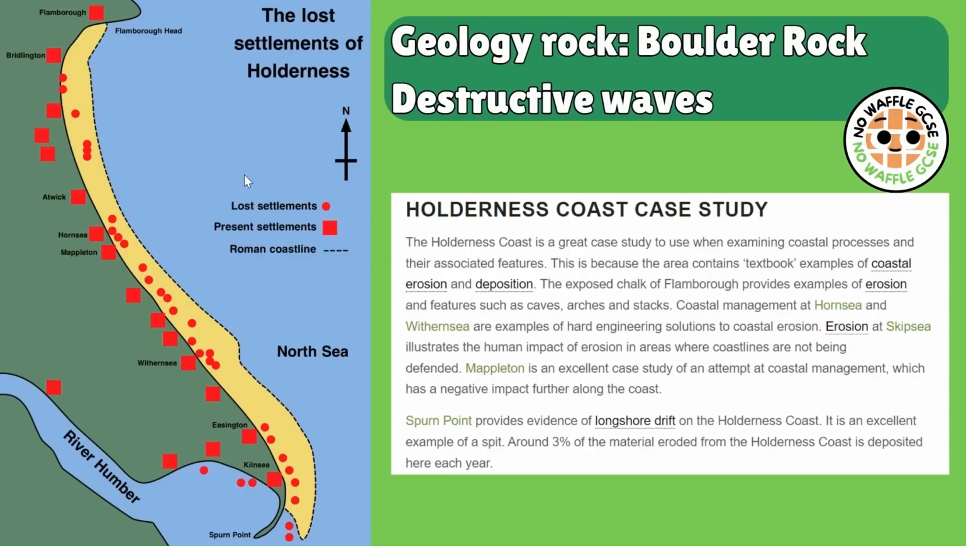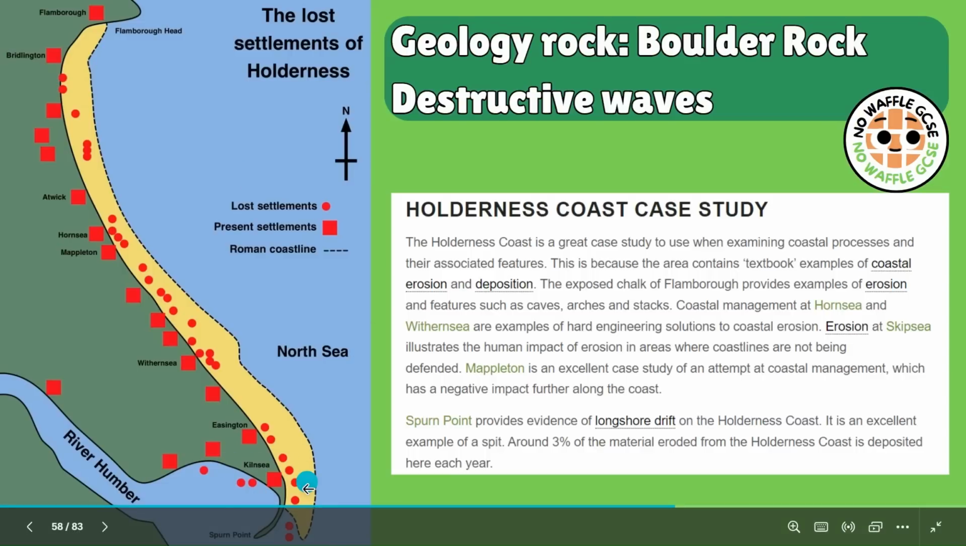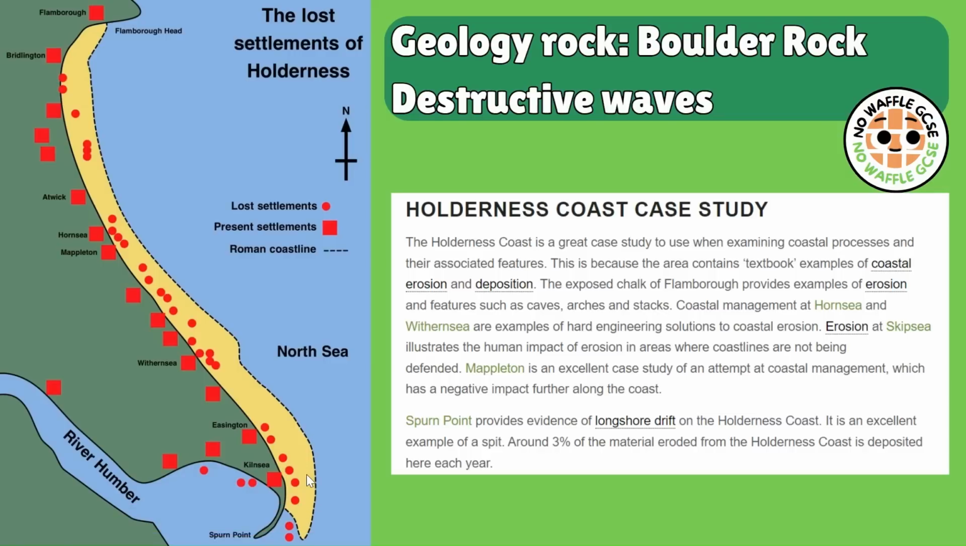Now, Spurn Point, which you can see at the end here, is highlighting longshore drift on the Holderness coast, and it's an excellent example of a spit. 3% of the material eroded from the Holderness coast is actually deposited at that spit, and it's highlighting the struggles of erosion as well.